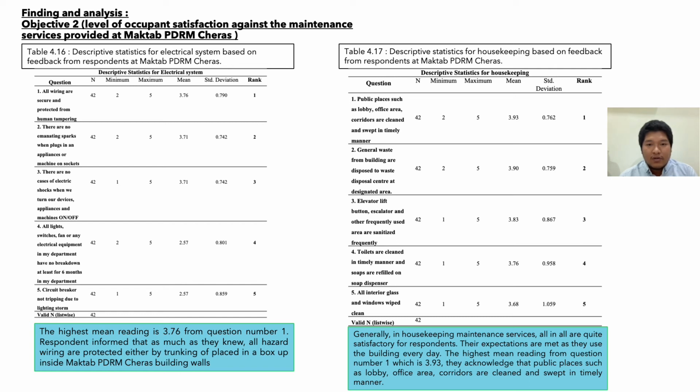All question, the mean reading are quite excellent, which is the highest is question number 1, 3.93. The question state that public places such as lobby, office, corridors are clean and swept in timely manner. So basically they agree with that. All corridors, lanes, walkways, even in their office, all are swept in timely manner. They agree with that. So this shows that the housekeeping services provided are satisfactory.